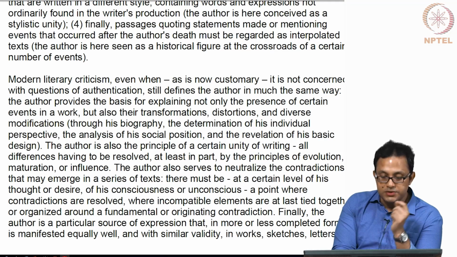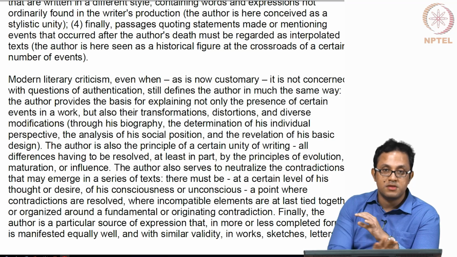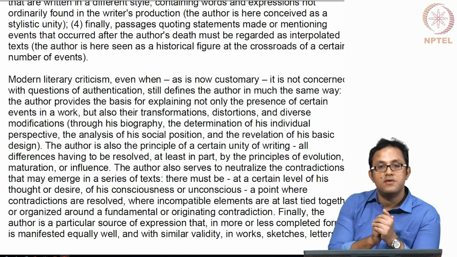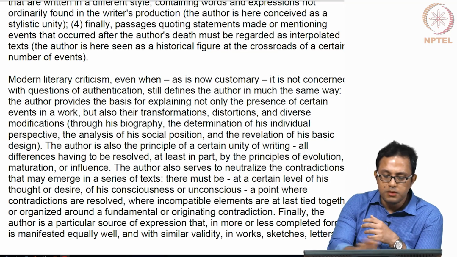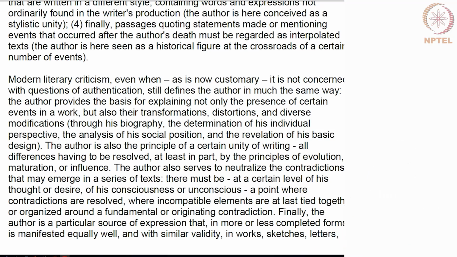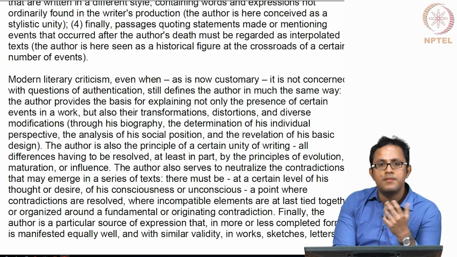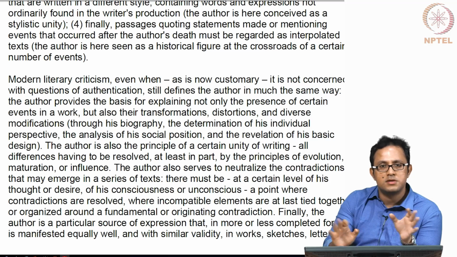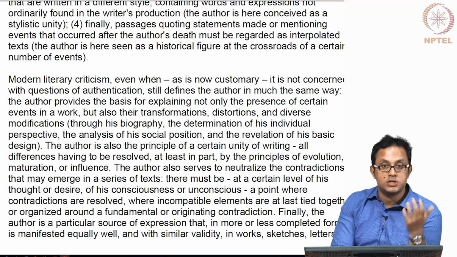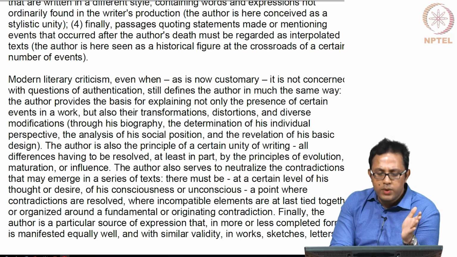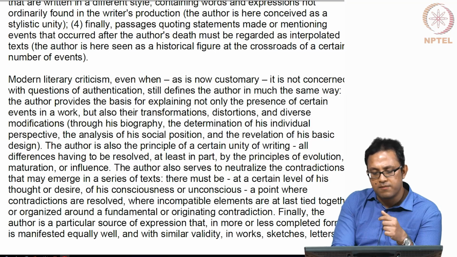"All differences have to be resolved, at least in part, by the principles of evolution, maturation, or influence." So again, all the seeming differences and contradictions of the text can be resolved if we invoke the author function in a very functional way. "The author also serves to neutralize the contradictions that may emerge in a series of texts." So the author becomes a utility function to neutralize, to cohere, to conform, to close, to level away differences. The author becomes a very convenient construct, especially in the modern publication industry. So again, Foucault gives a very radical retelling of a certain Christian authorship at work in modern times.